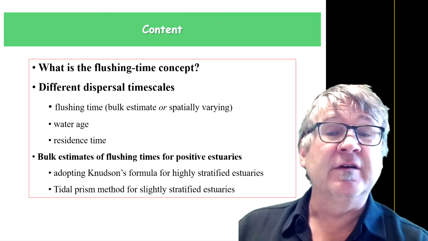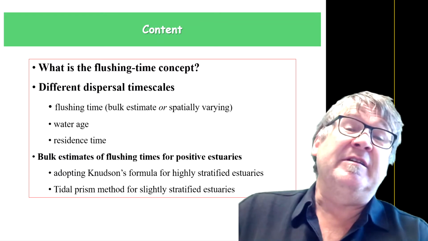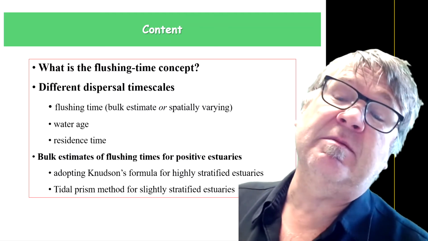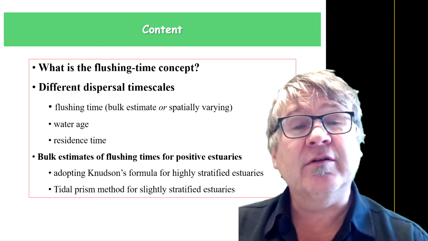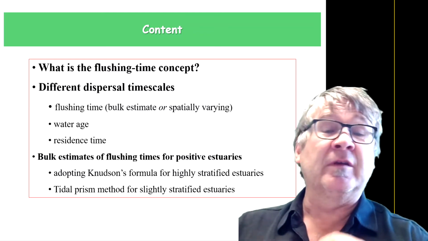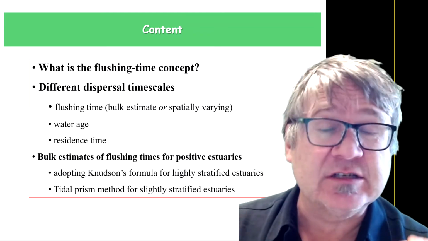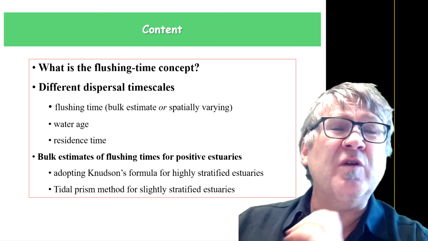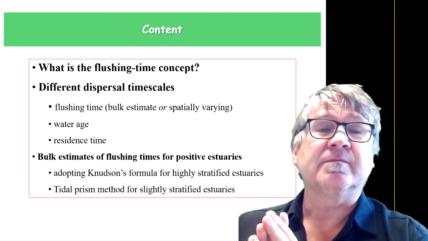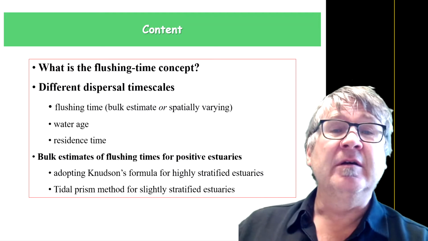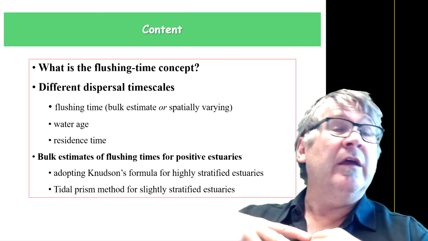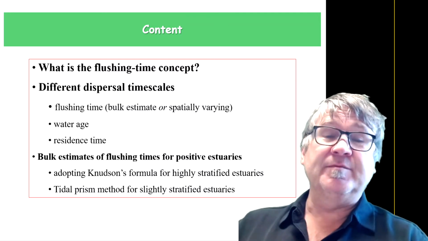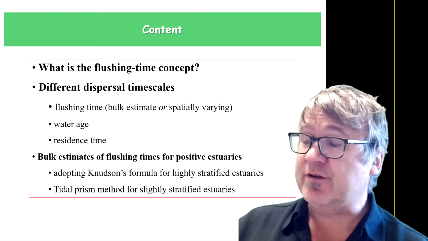And then we talk about different dispersal timescales. Flushing time, indeed, you can work out the flushing time for an entire positive estuary, what's called a bulk estimate, or you can work it out for individual regions. There's something that we call water age, and I introduce you to that concept. And there's something else that we call residence time. What's the difference between flushing time and residence time? And then I show you some formulas that you can use to calculate flushing times for positive estuaries.